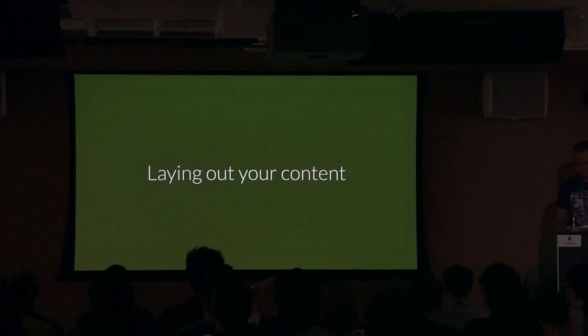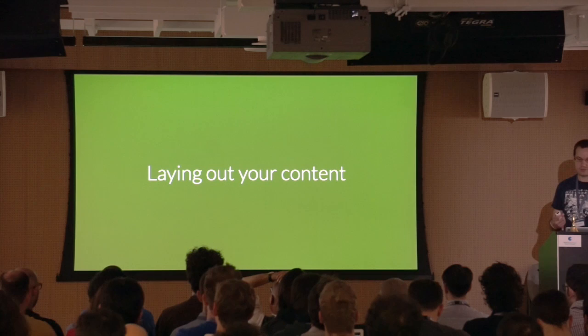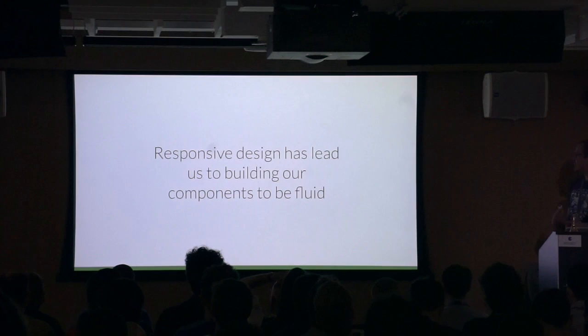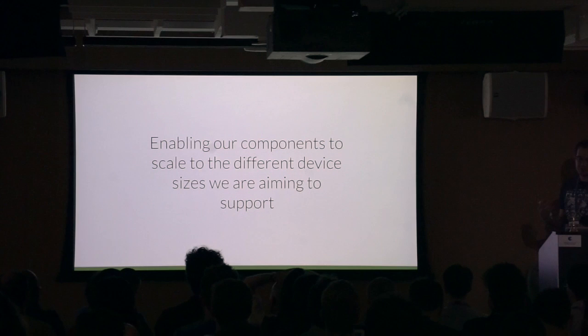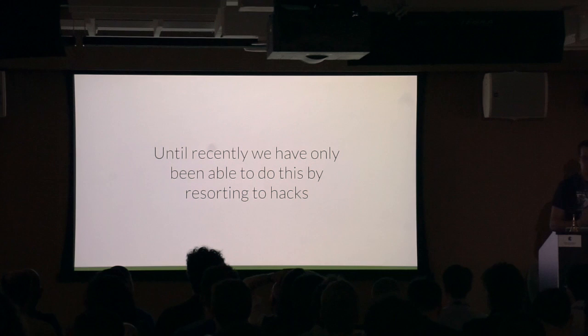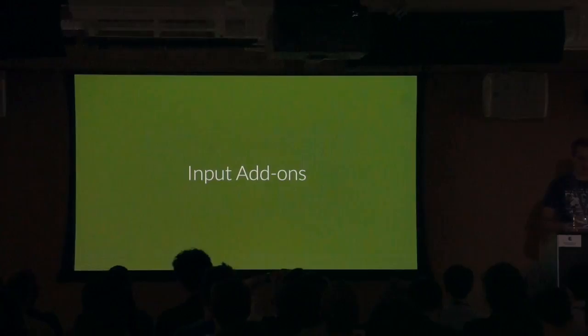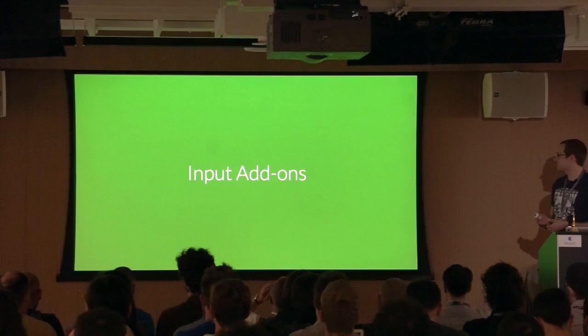Having prioritised our content and considered how we ensure our content is responsive, we now look at how we lay out our content. So responsive design has led us to build components, enabling our components to scale to the different device sizes we're aiming to support. But until recently, we've been doing this through resources and hacks, as I talked about earlier. So what we're going to do now is have a look at how Flexbox can help us to avoid hacking our code.